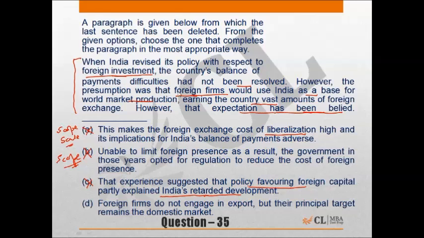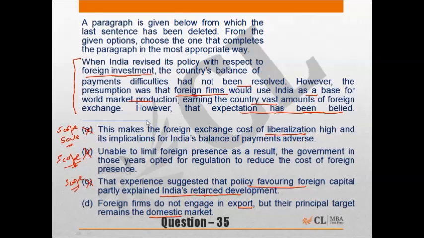So choice C cannot be correct on account of scope, and it seems to be contradicting or assuming too much out of the paragraph. Logically, then D should be the answer, but we will verify it first. If it is incorrect, then we will go through all the other choices and then take a call on the correct answer. Choice D: Foreign firms do not engage in export, but their principal target remains the domestic market.